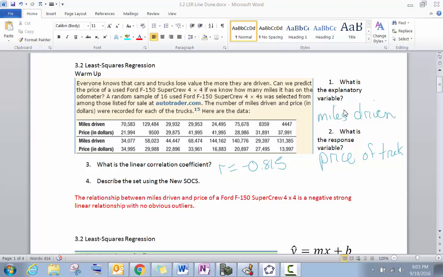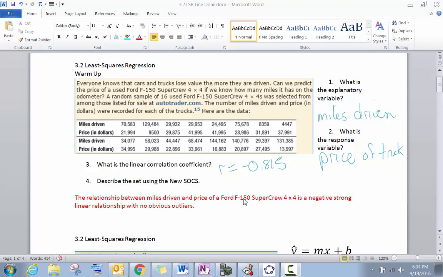What is the explanatory variable? Miles driven. That's our X value, because we're trying to predict the price of the car based on the number of miles. So miles is the explanatory variable. It explains our Y variable. So our response variable is the price of the truck.